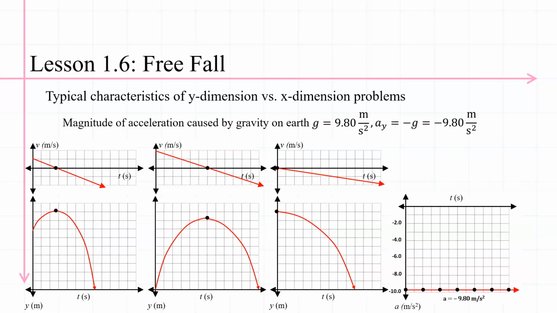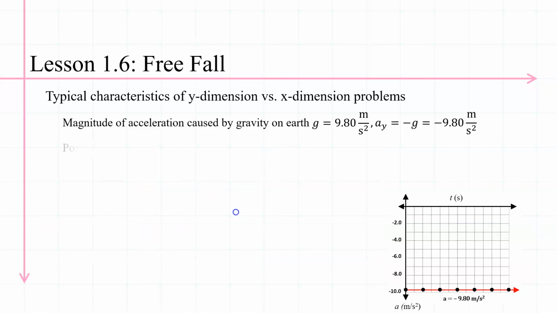Do these look similar to graphs that we would have seen in the x dimension? I just want you to think about that for a moment as we continue onward. We'll take a look at some corresponding x dimension graphs in just a bit.